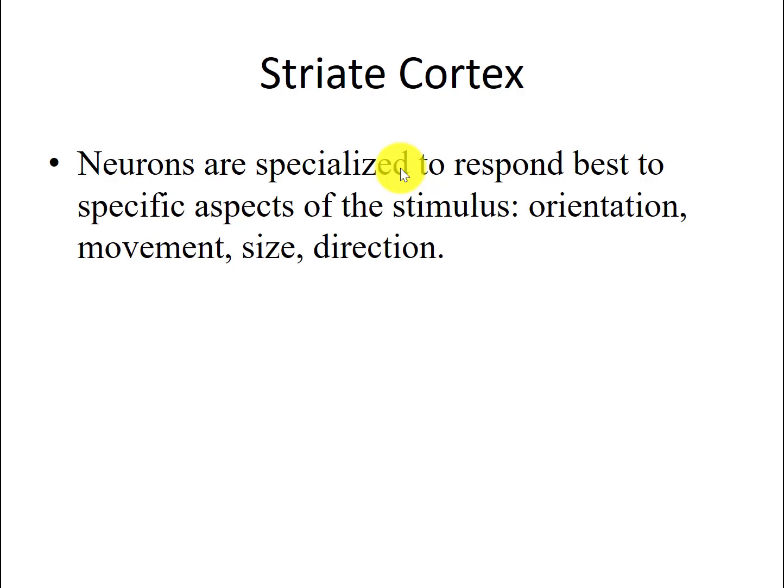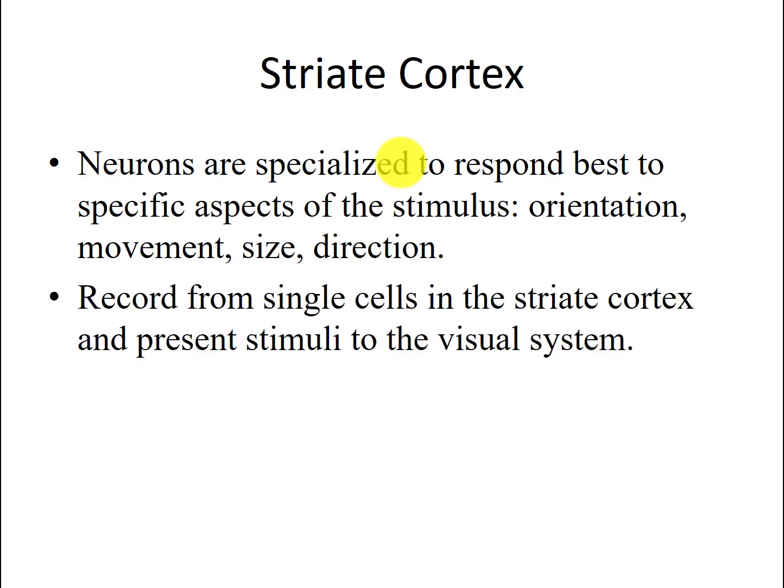So again, the striate cortex, primary visual cortex, neurons are specialized to respond to aspects of the stimulus such as orientation, movement, size, and direction. These cells are getting information from the LGN. The LGN is getting information from the retina. The LGN is a map of the retina. The primary visual cortex, the striate cortex, is a map of the retina, retinotopic. So recording from single cells in the striate cortex and then presenting visual stimuli to an animal, you can start seeing how they are selectively sensitive to specific stimuli on the place that they are representing in the retina.